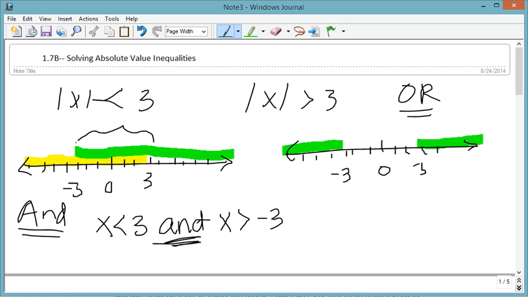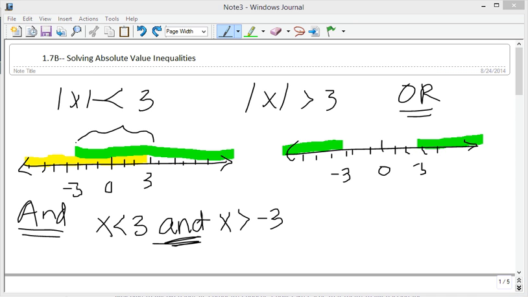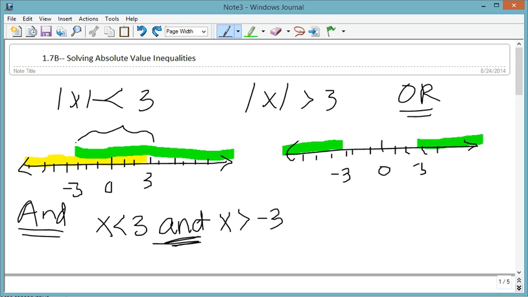So we would switch this to two different inequalities by saying, well, x is greater than 3 or x is less than negative 3. So this OR means it's a union. OR is the union. It means either one.